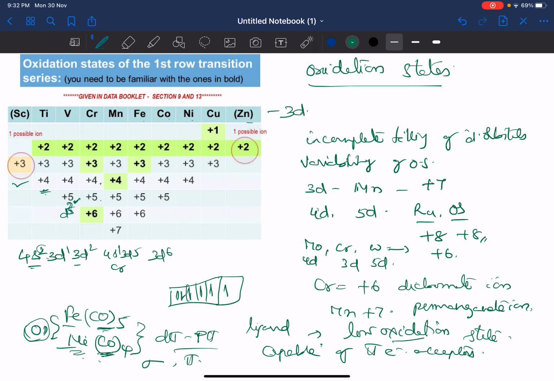That is about the properties of the d block elements. If you have any doubts, you can ask your teacher and clarify your doubts.